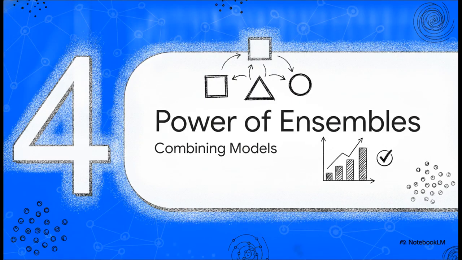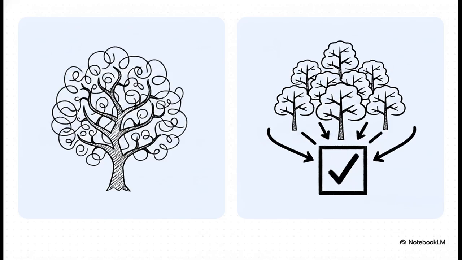All right, let's shift gears to Section 4, the power of ensembles. We've looked at lone wolf models, but what happens when we team them up? To really grasp ensembles, let's compare a single decision tree to a random forest. A single tree is great, but it's famously prone to overfitting, meaning it gets way too obsessed with the specific quirks of its training data and totally chokes on new info.